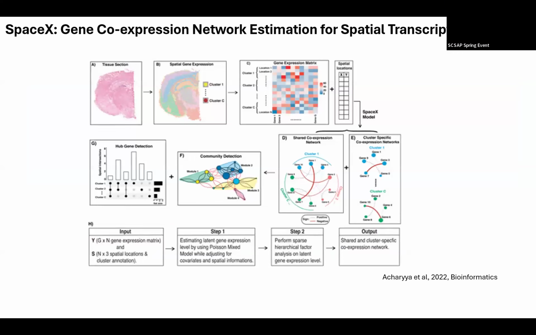Another example is work by Dr. Veera, SpaceX, which is a new method for co-expression network estimation using spatial transcriptomics data. The idea is we take spatial transcriptomics and try to identify co-expression networks, both at the local level and at the global level. These genes may have different interaction patterns in local regions, because we have the resolution to look at the data at different tissues or different spots. But at the same time, if you look at the overall slide of cells, there may be some shared interaction patterns. So this method is powerful enough to dissect those different co-expression patterns by taking into account the spatial information of the transcriptomics.